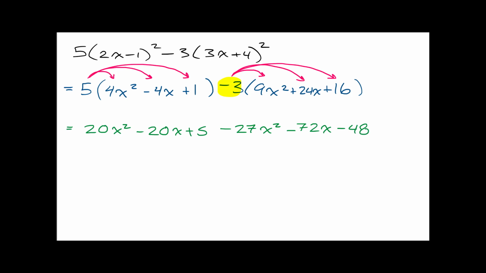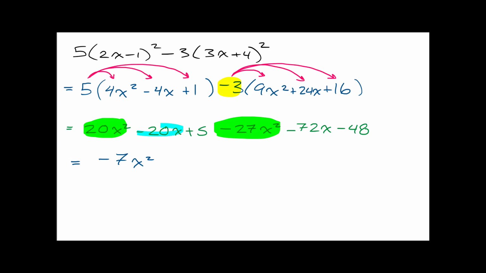Okay, now we're going to collect up the like terms. So when I do that, I want to add terms that have the same variable with the same exponent on it. So negative 27x squared and 20x squared, right? You can add and subtract those. So 20x squared minus 27x squared is negative 7x squared. Usually we want to put the term with the highest degree, so usually the one with the highest exponent at the front. So the x squared we're going to put first.